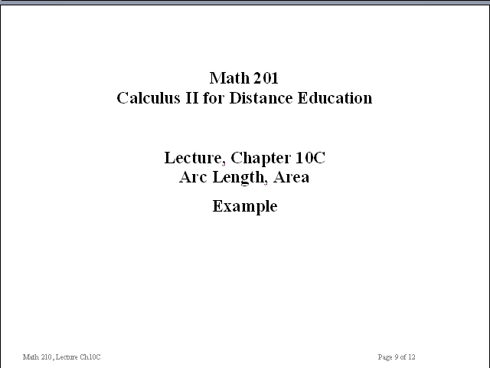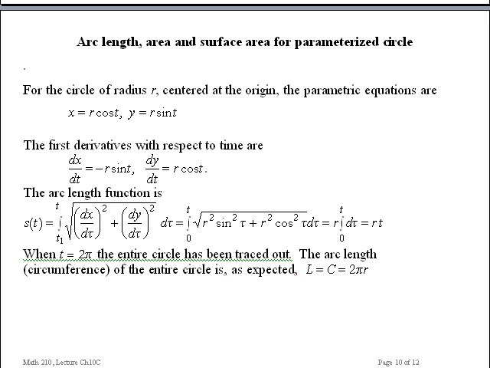This is lecture 10C, and in this lecture we'll give an example using the equations for a circle for the arc length and surface area for parametric equations. So we're going to look again at a circle of radius r. Of course, we like using this particular equation because it has a closed form solution. We're going to need those first derivatives, so we're going to go ahead and take them.